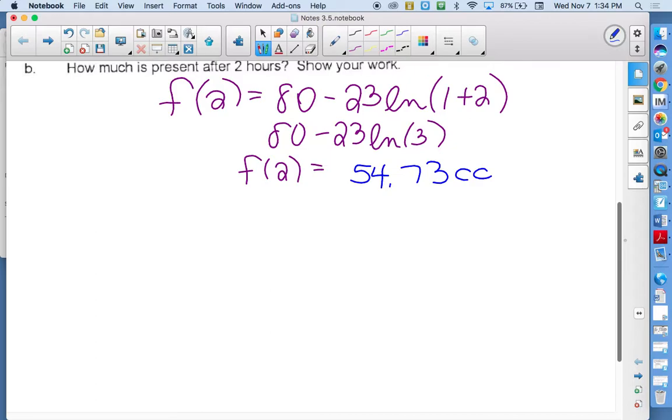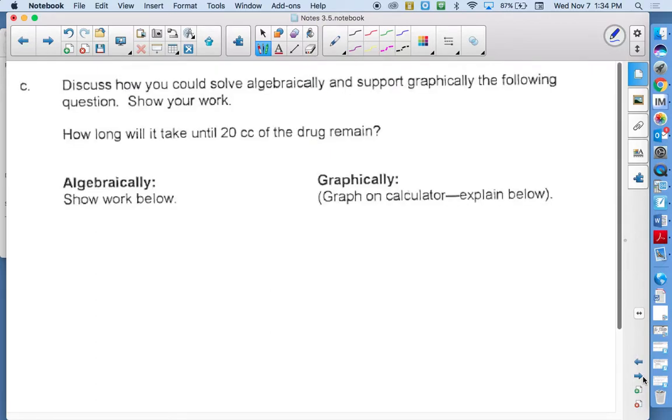Okay, so the last part is the one that's a little more interesting because it says, discuss how you'd solve algebraically and support graphically the following question. How long will it take until 20 cc's of the drug remain? So now instead of finding an amount, we want to find out how long it would take until we have 20 cc's left of the drug. And we could solve for 0 as well. When would it dissipate from your system?